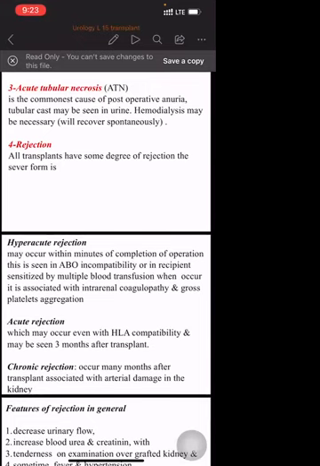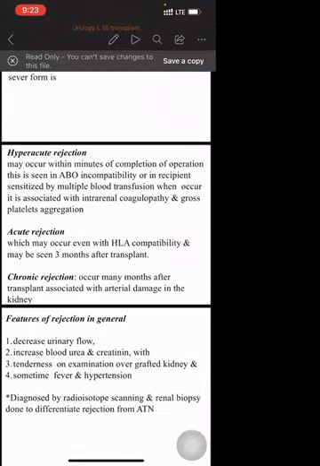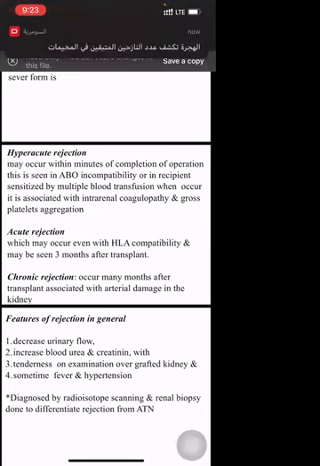The severe form is. Now we get the types of rejection. Okay. Now go for the types of rejection. At first, the hyperacute rejection may occur within minutes of completion of operation. This is seen in ABO incompatible or in recipient sensitized by multiple blood transfusion.